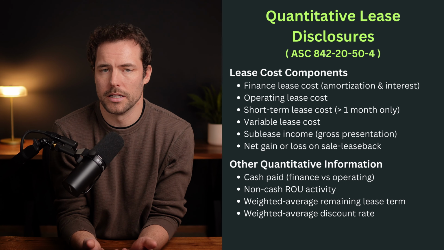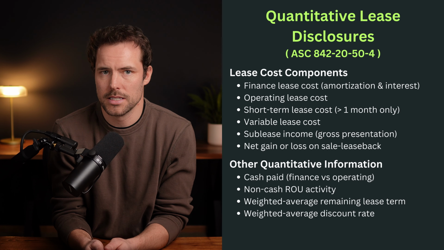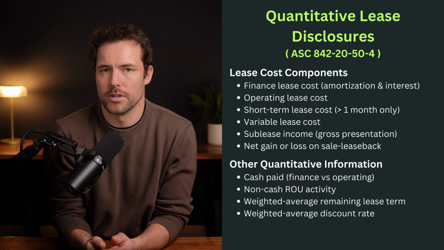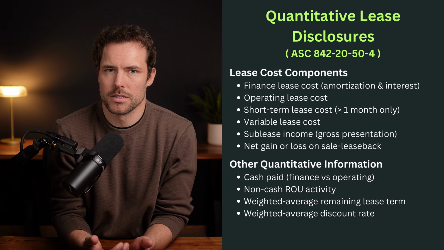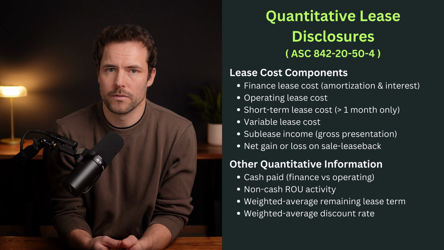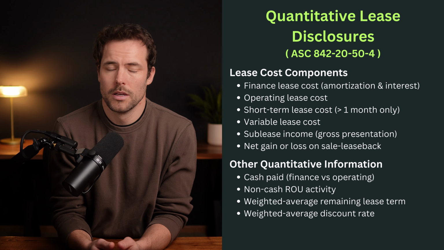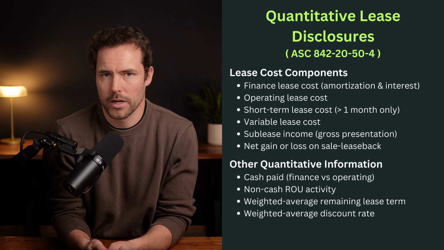So the remaining items we still need to calculate are the weighted average remaining lease term and the weighted average discount rate. And those aren't very complex calculations. We'll walk through how to compute them when we build out our workbook for disclosure. So at this point, we've covered most of the quantitative disclosure requirements.